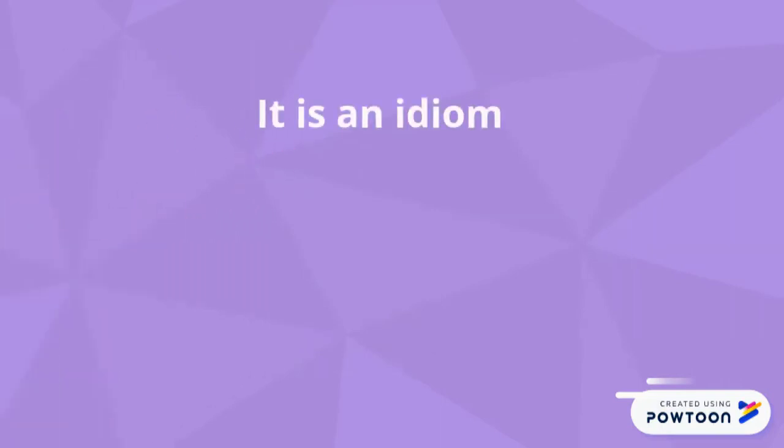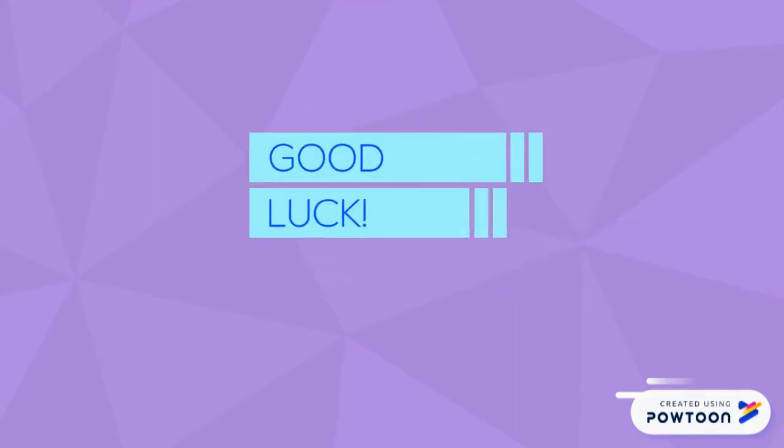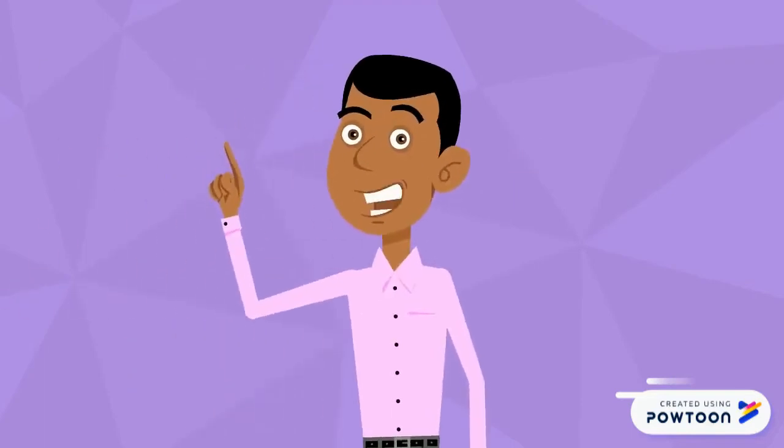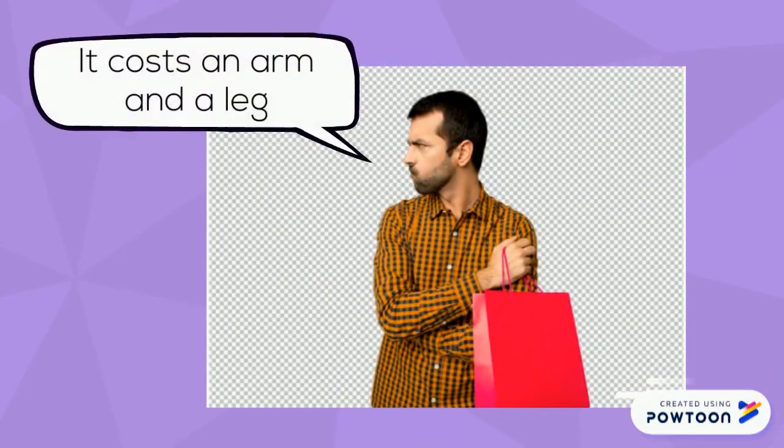Break a leg is an idiom in the English-speaking world. It has a figurative meaning which is commonly known. In this case, most English speakers understand the meaning of the phrase to be the same as "good luck." So, break a leg is not at all ominous. It's the complete opposite. Another common English idiom is "it costs an arm and a leg."